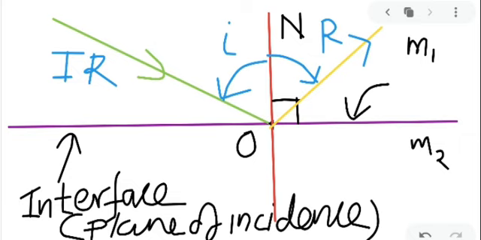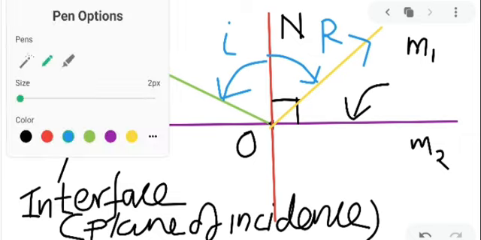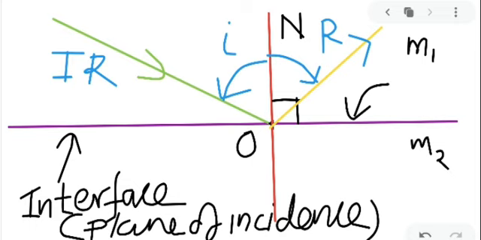It goes through the second medium. Let me use another color. I will go with blue. Maybe I should be using a straight line. From the point of incidence, it goes to the second medium, but here it won't continue along the same path of the incident ray. It cannot continue along the same path of the incident ray.